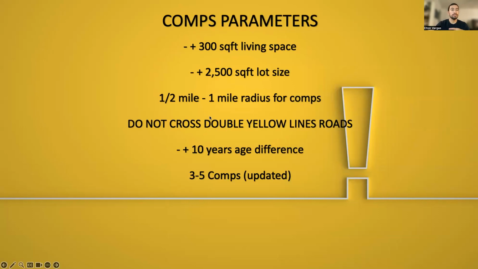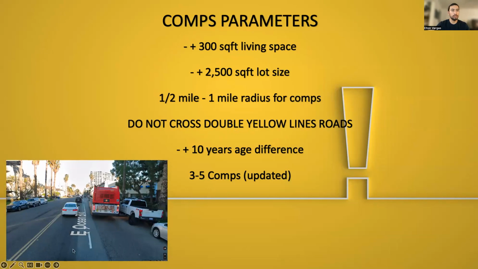They're not going to be crossing major high traffic roads, what are called double yellow line roads. These double yellow line roads basically look like this. This is one of the streets here in Long Beach, California, where there's high traffic, buses, construction trucks, high traffic in the morning when people are getting to work, and high traffic in the afternoon when people are getting home from work. So these are double yellow line roads that an appraiser is not going to compare across, no matter how similar the properties are. Even if it's a twin home, they're not going to pull that property from across the street, because they want to stick within the same neighborhood and the same area for the property.